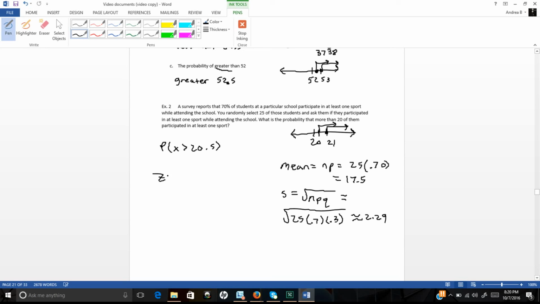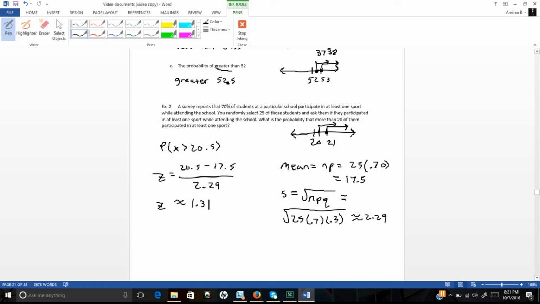So then to calculate your z-score, remember you do the value. So in this case, the 20.5 was our value, minus the mean, which we calculated was 17.5, divided by the standard deviation, which we got as 2.29. And then you go through and calculate that. So for our z-score here, we get approximately 1.31. Remember, for z-scores, those should always round to 2 decimal places, because our table that we have only goes out 2 decimal places in our chart. So we don't need to round out any further than that, and use your normal rounding rules.